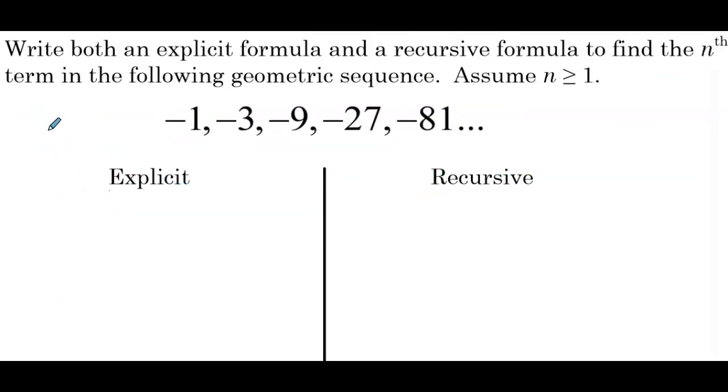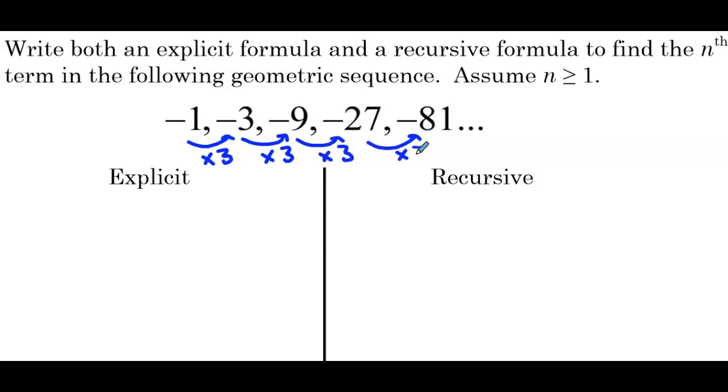Write both an explicit formula and a recursive formula to find the nth term in the following geometric sequence. Assume n is greater than or equal to 1. So we're assuming that this is the first term, not the 0 term. That's what it means when I give you this piece of information. Okay, so looking at this sequence, it definitely is geometric. It has a common ratio of 3. And we're multiplying by 3 to get from one term to the next.